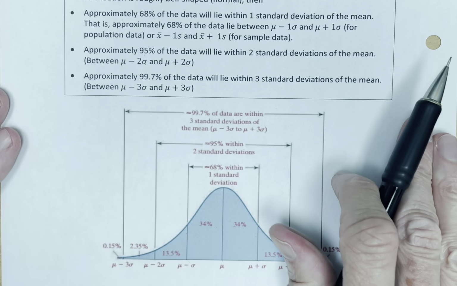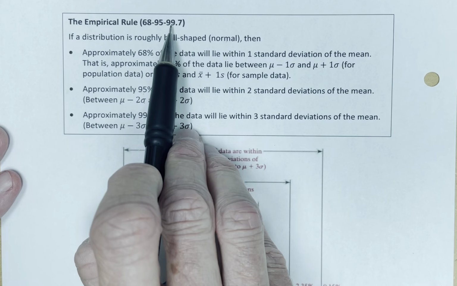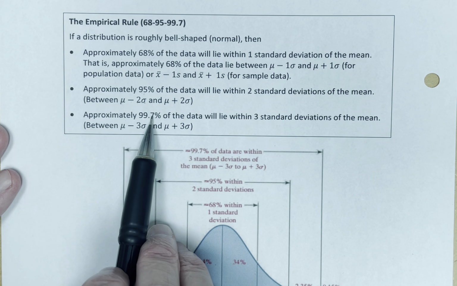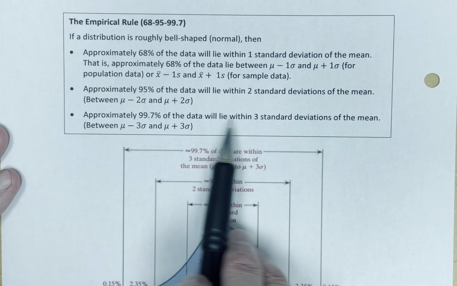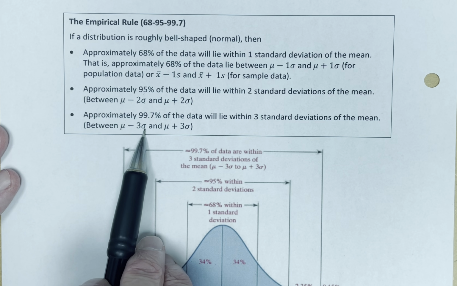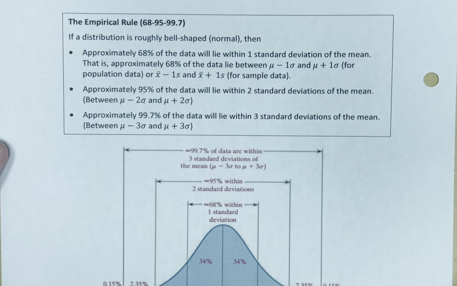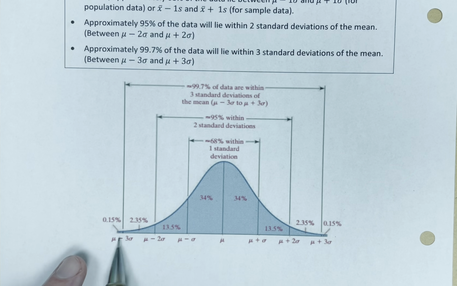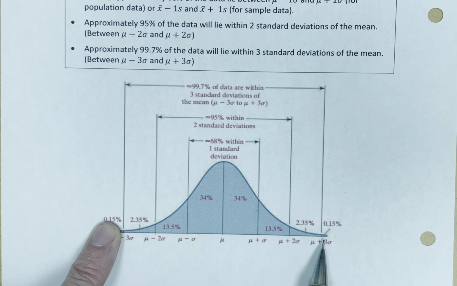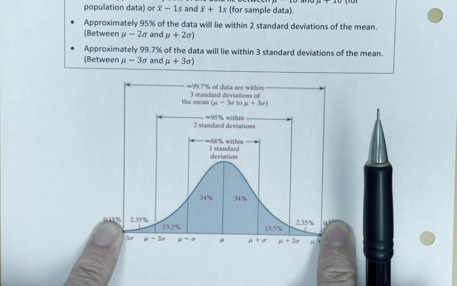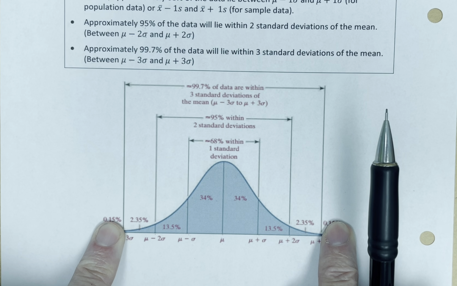The last piece to the empirical rule, come down here and show it to you, is the 99.7. And it says to us that approximately 99.7, so now we're talking almost precisely 100% of the data lie within three standard deviations of the mean, between the mean minus 3 times the standard deviation and mean plus 3 standard deviations. Go back to here. So here is the mean minus 3. Here's the mean plus 3. So if I put my fingers here and here, what it's showing is 99.7% of the data is in this zone.